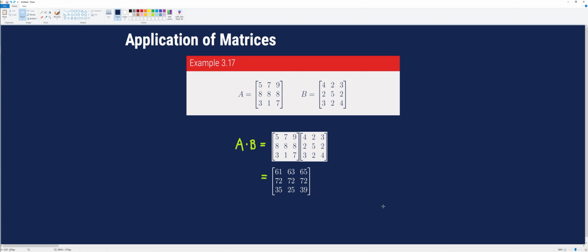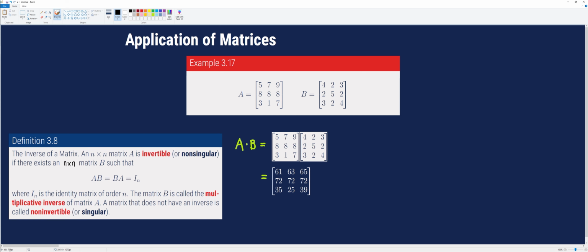To answer this question, we must go back to the definition of the inverse of a matrix. Recall that the product of a matrix and its inverse is the identity matrix. Hence, if we want to get matrix A from matrix C, we must know the matrix B and get its inverse. Then multiply matrix C and the inverse of B to get matrix A. Recall that C is equal to A times B.